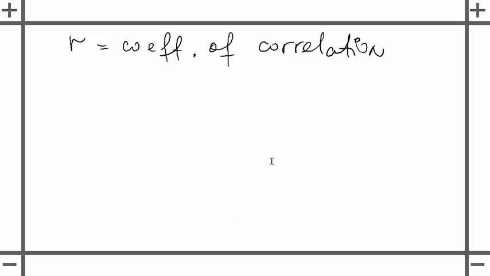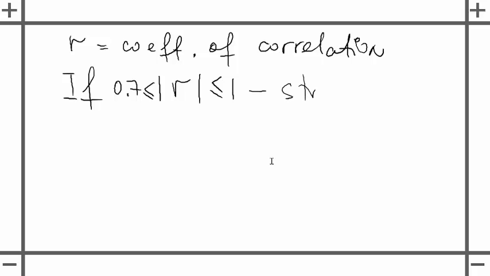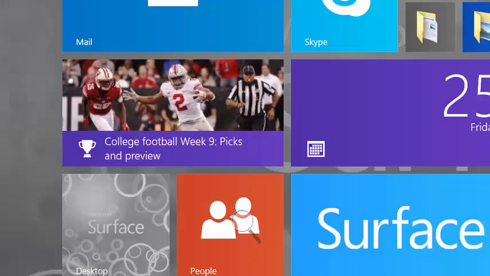Okay, 3 cases. If the absolute value of the coefficient of correlation is between 0.7 and 1, that means either on the positive or negative side, right? If it's between 0.7 and 1 or minus 0.7 and minus 1, that's why I have the absolute value, right? Then we're going to call this case strong correlation. Strong correlation, okay? That means that if I have an imaginary, whoa, what happened?